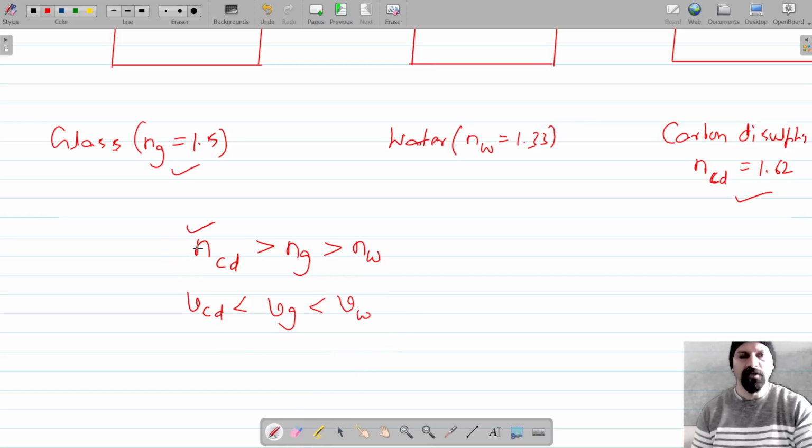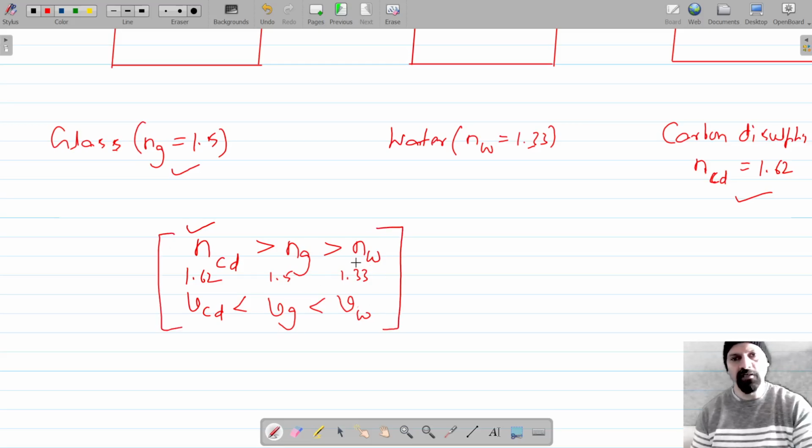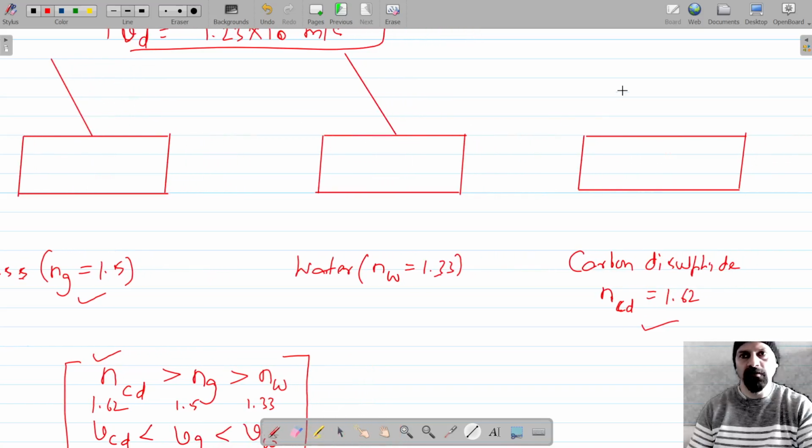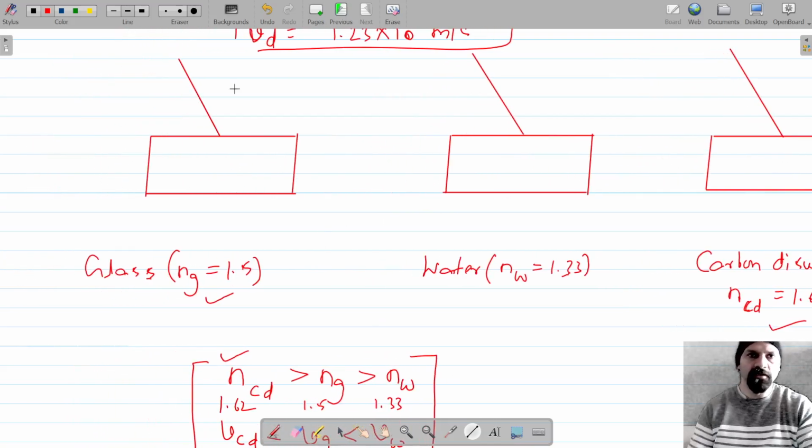Okay, now the refractive indices here are 1.62, 1.5, and 1.33. Because the refractive index is inversely proportional to the speed of light in that medium, this is how exactly it looks. Now let's incident a ray of light on all these media. Let this be the normal.